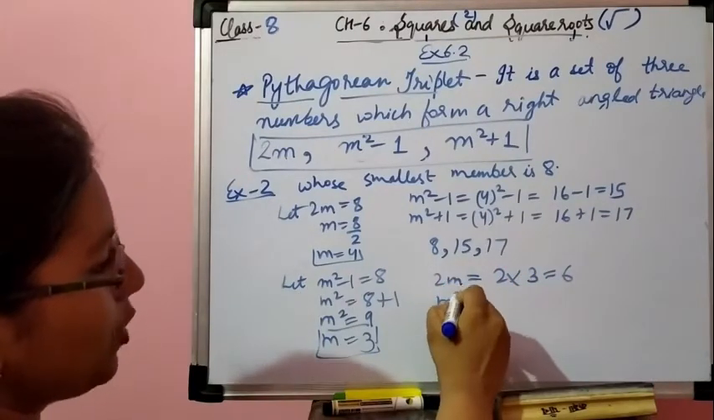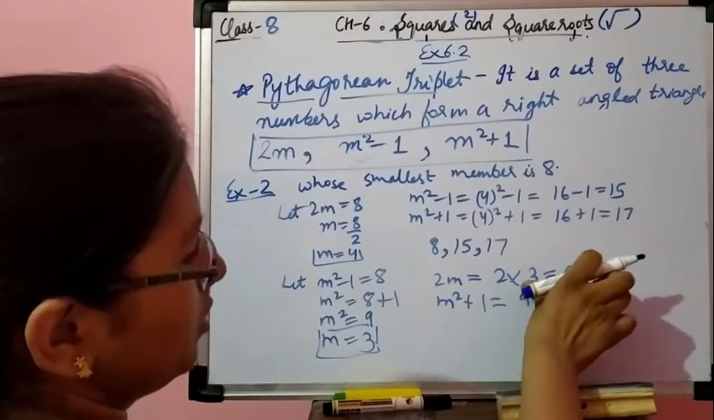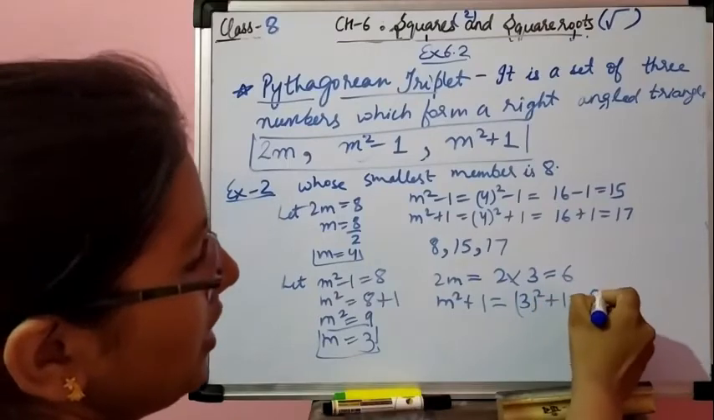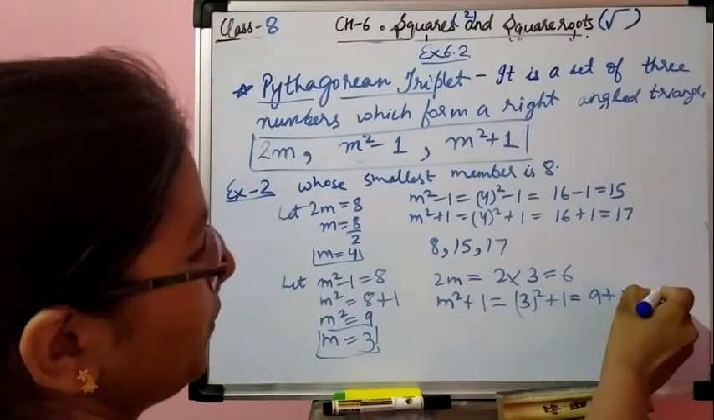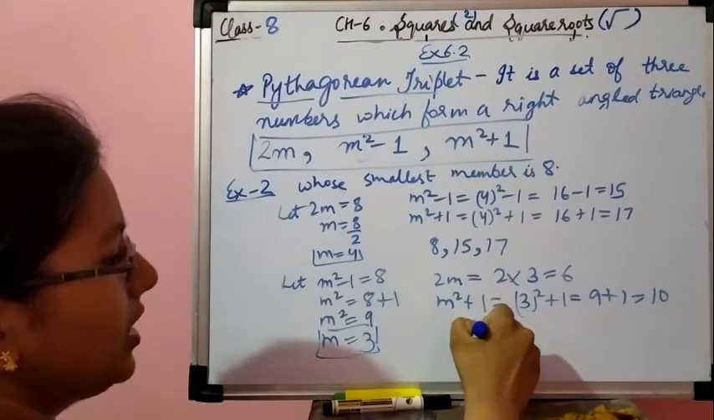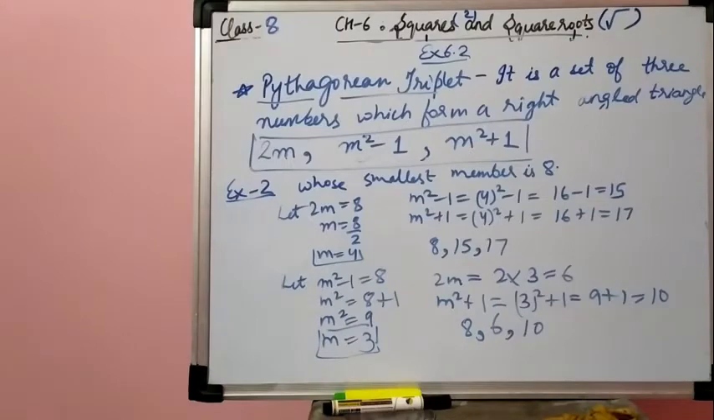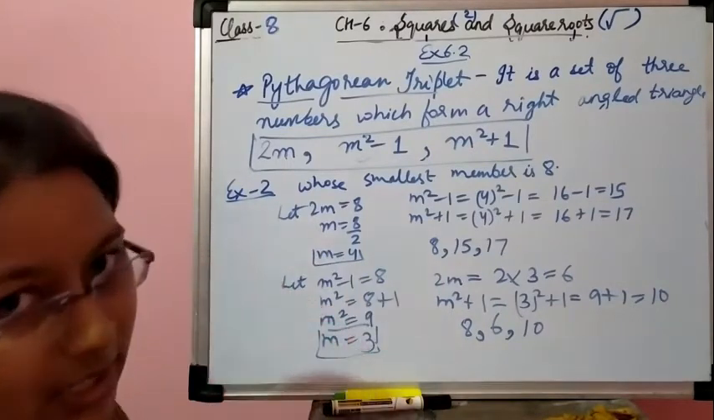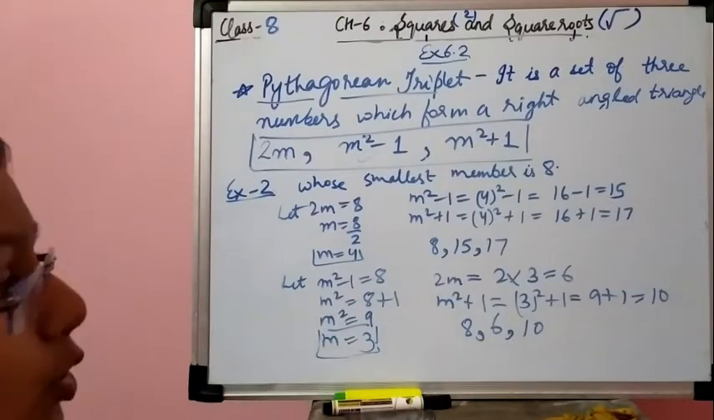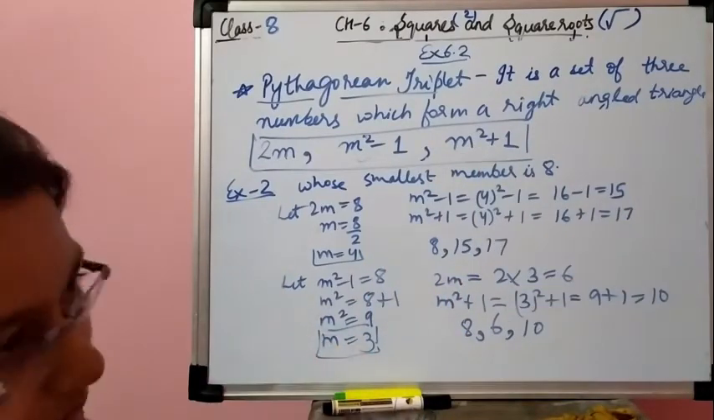And then m square plus 1 is left. So 3 square plus 1, that is 9 plus 1 is equal to 10. So in this case the three members are 8, 6 and 10. Now both the answers are correct. If it is given in the question, find the Pythagorean triplet whose one member is 8, then both the answers are correct.